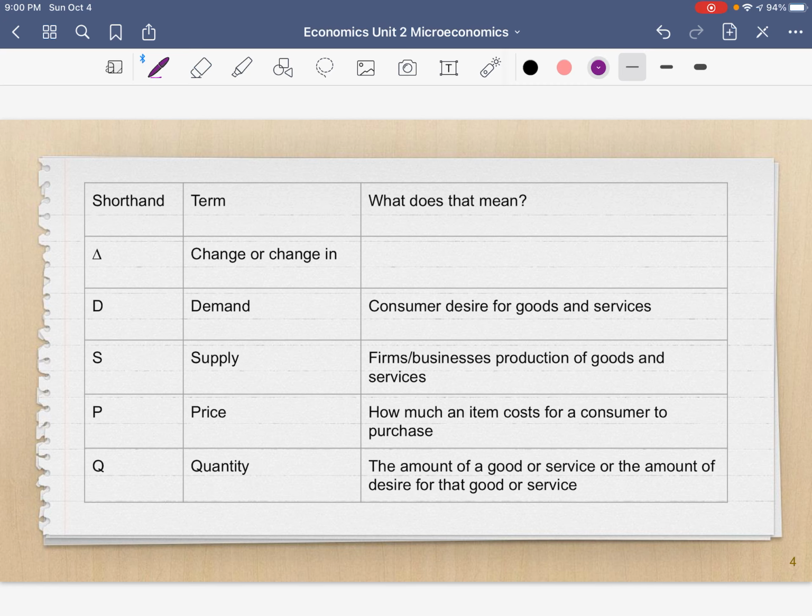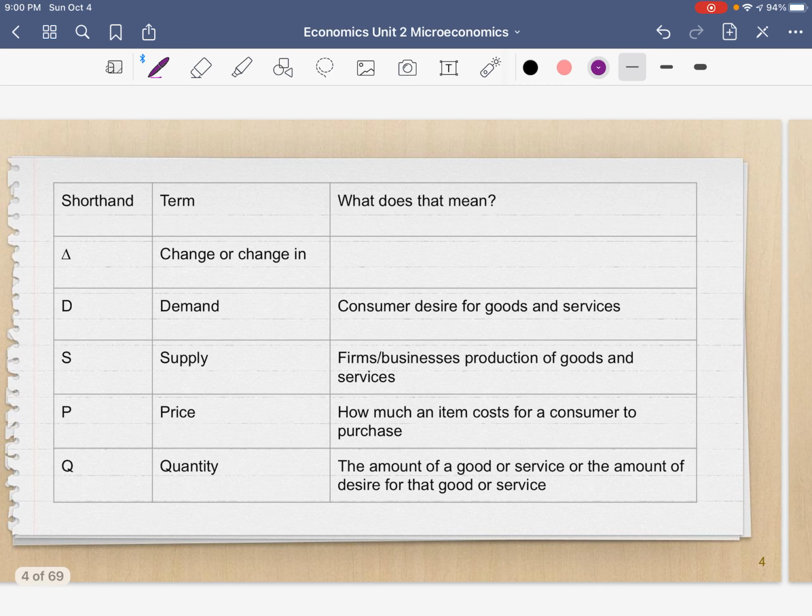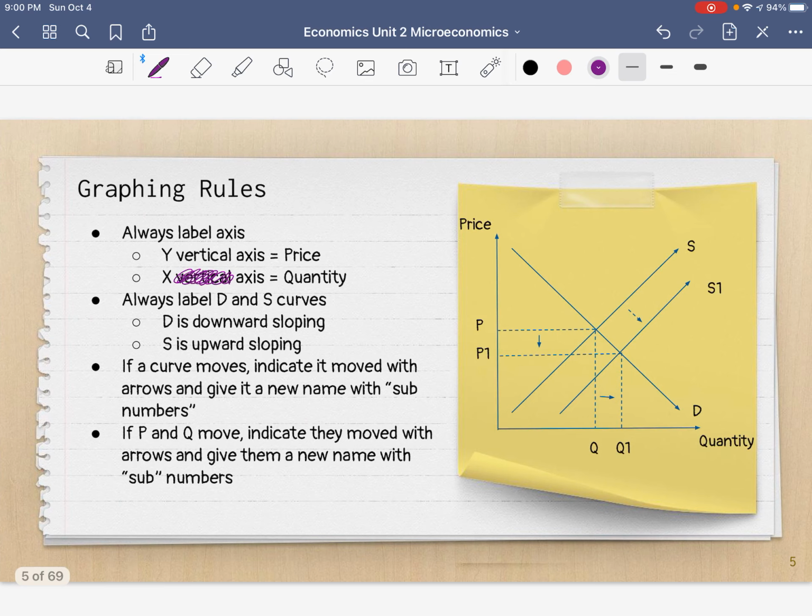But before we actually start doing the physical act of graphing, I want to teach you some graphing rules. And as you can see, I've already made a mistake. So, just like when we're graphing in math class, we always label our axes, okay? So this is the y-axis.